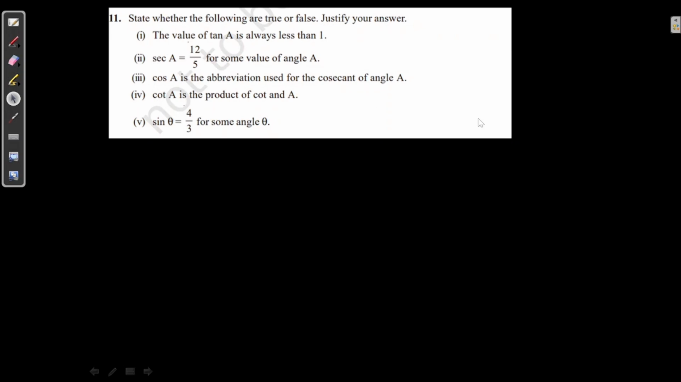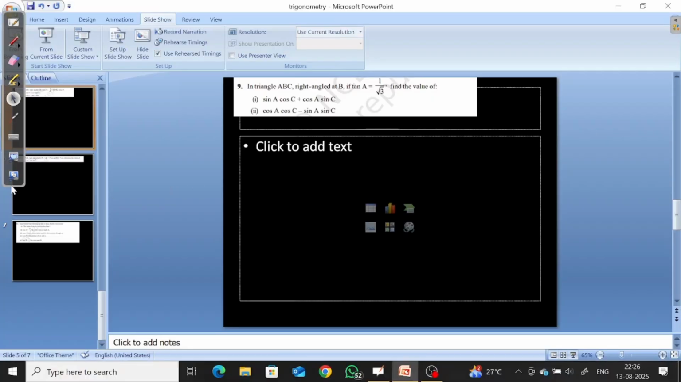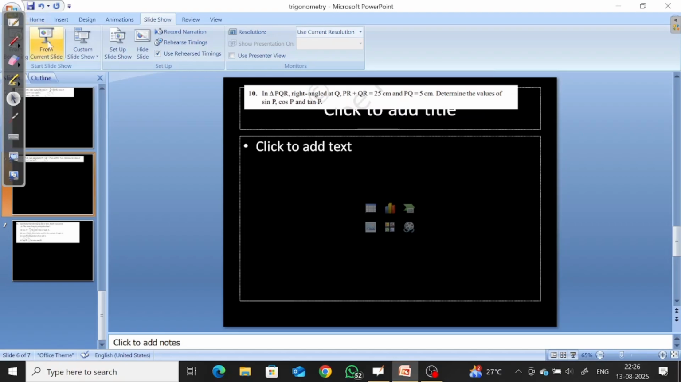Okay, so this is my question number 10. So let us solve this question number 10. Look what it is saying. In triangle PQR, which is right angled at Q, sum of two sides is given, one side is given. Now we have to find the values of other ratios.